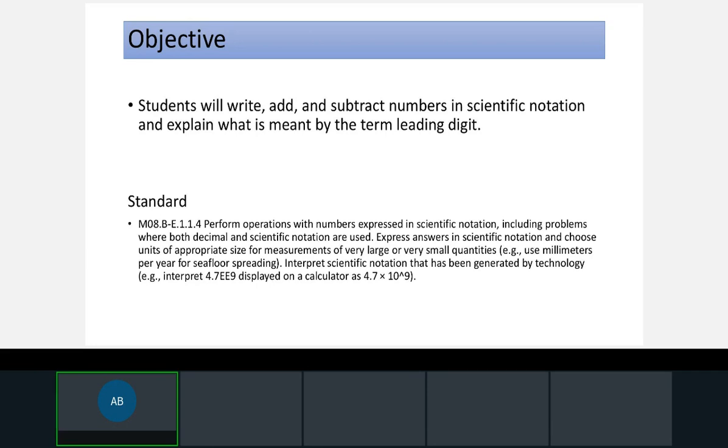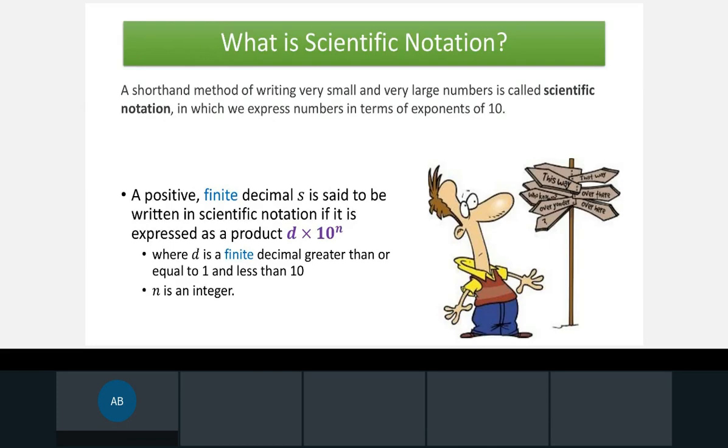Standard that we'll be looking at is also on the board. We're going to perform operations with numbers expressed in scientific notation, including problems where both decimal and scientific notation are used. So what exactly is scientific notation?